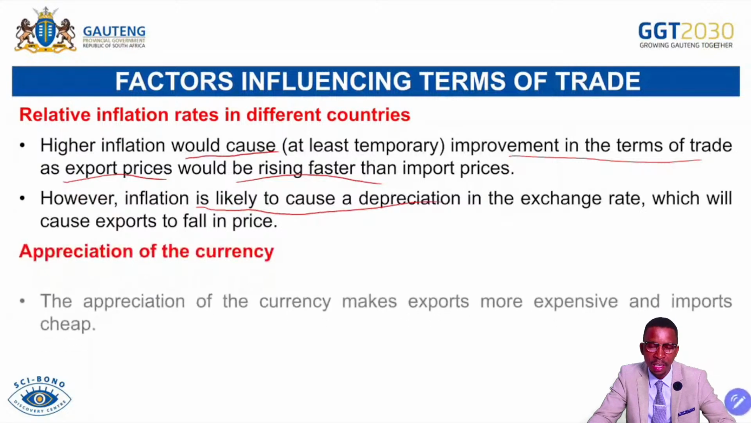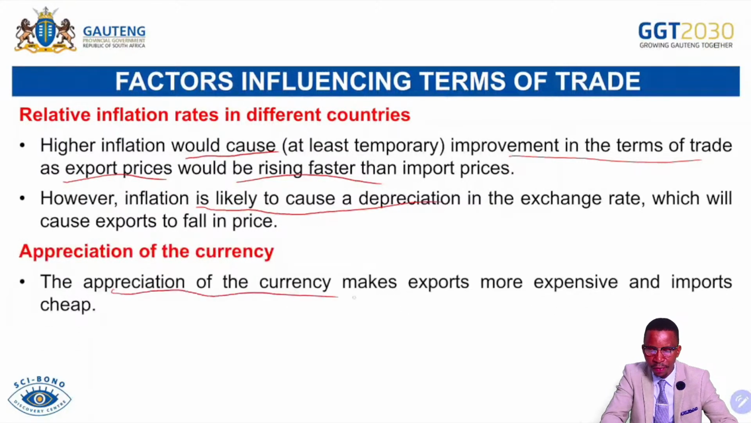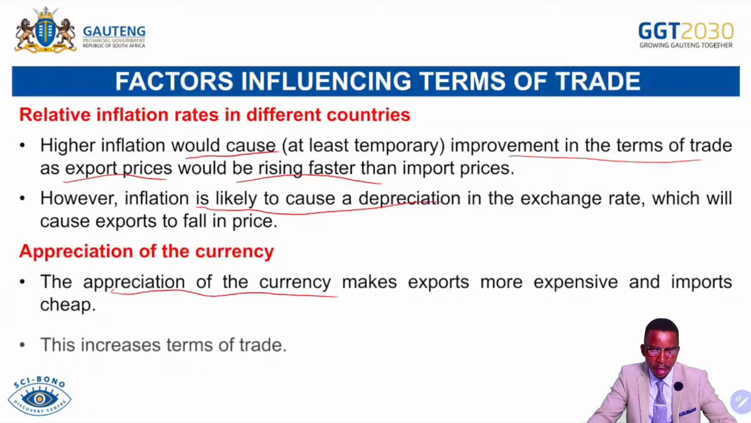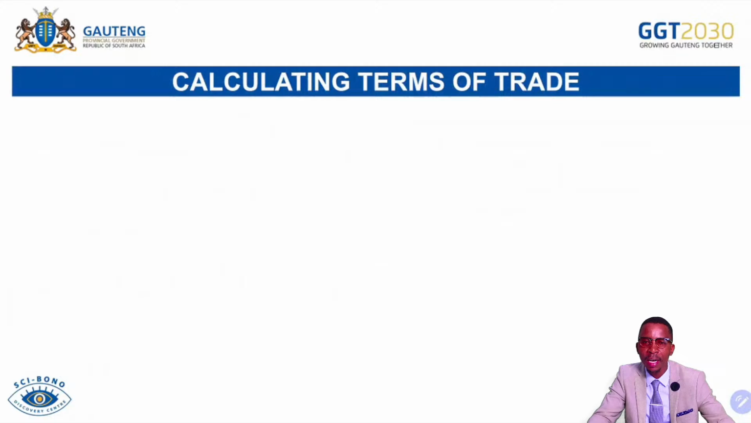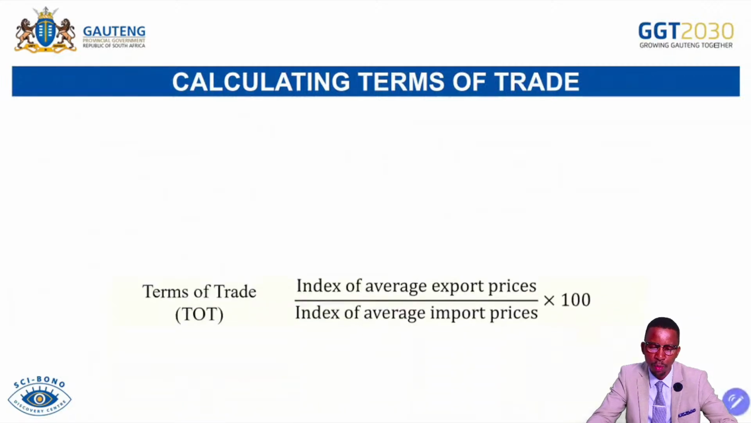Appreciation of the currency, as the currency becomes stronger. The appreciation of the currency makes exports more expensive and imports cheaper, and then this increases terms of trade. If our currency appreciates, terms of trade will be increasing. If our currency depreciates, terms of trade will be decreasing. So how do we calculate terms of trade?